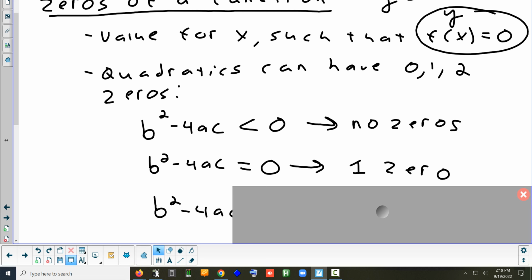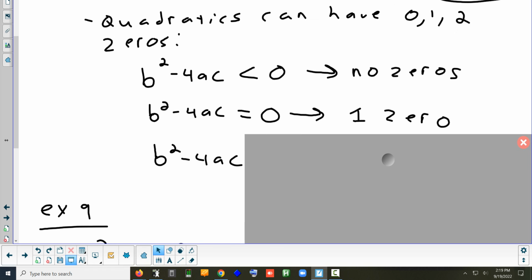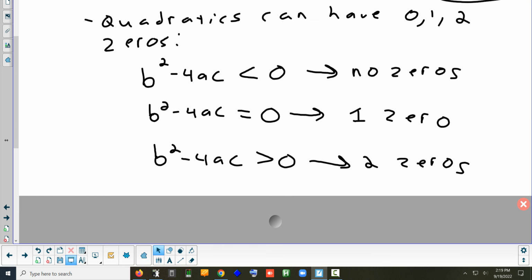If you figure out b squared minus 4ac and it comes out to exactly 0, then that means your graph will just touch the x-axis 1 time. In the last case, b squared minus 4ac, if it comes out greater than 0, then that means your graph will cross the x-axis twice. There are 2 numbers you could fill in and get 0 as the answer for y.